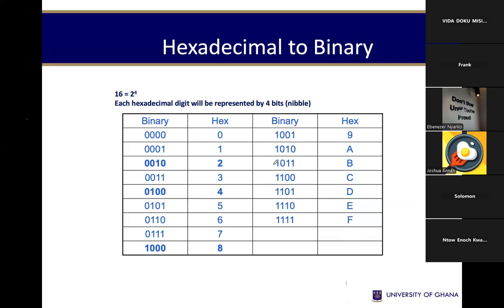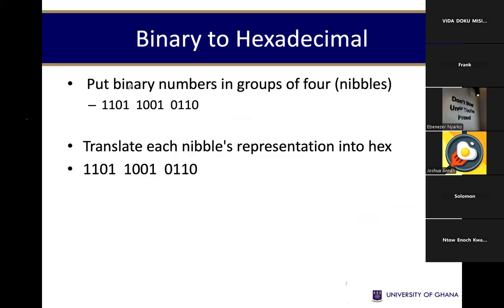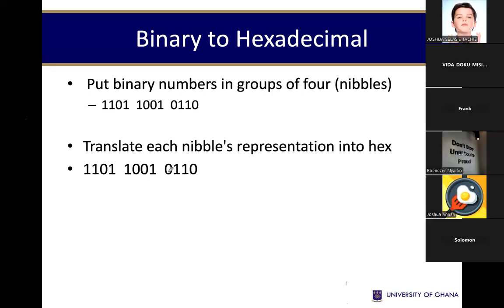All these digits have to be in groups of 4. So put binary numbers in groups of 4, that's a nibble. Half a byte is 4 bits, and that 4 bits we call a nibble. So 1101, 1001, 0110. For example, we can translate each nibble representation into the hex form. That should help us. So I can know what 0110 is. You can easily do your conversion, and that will give you the answer.